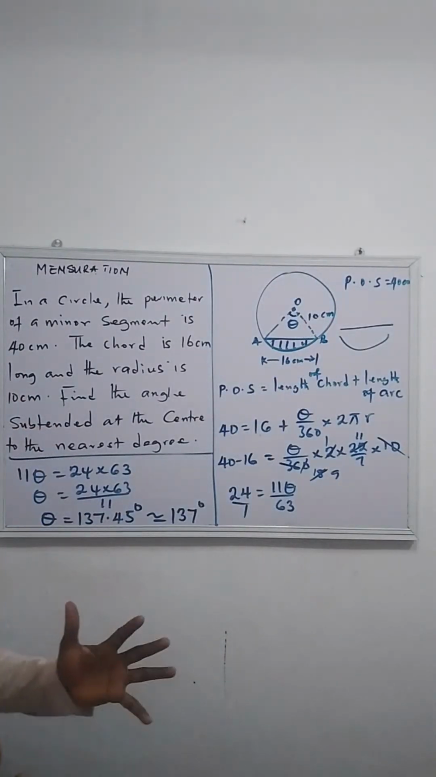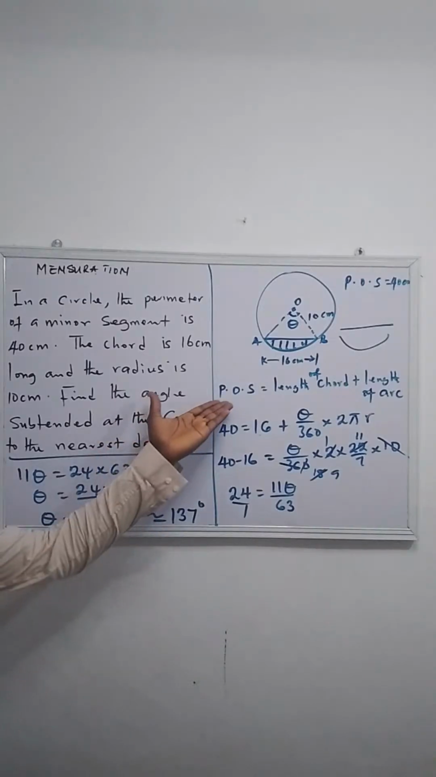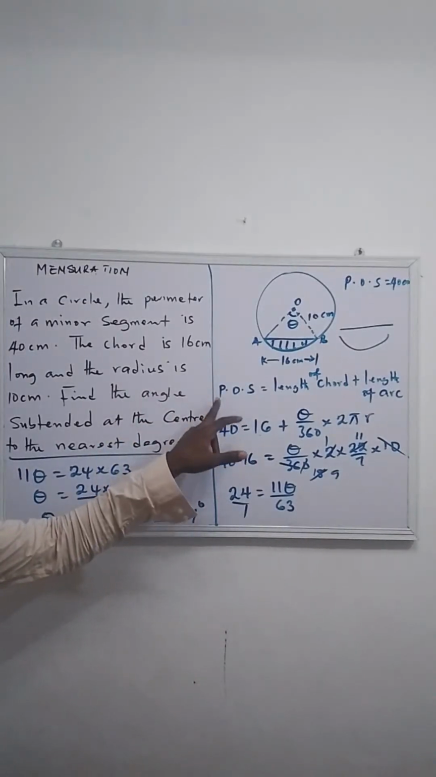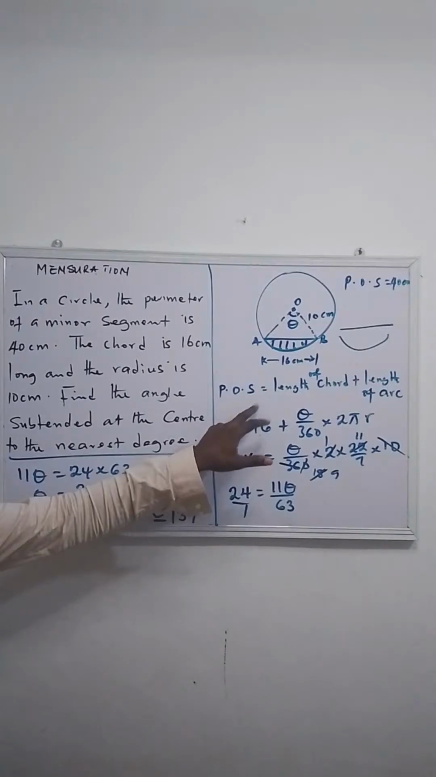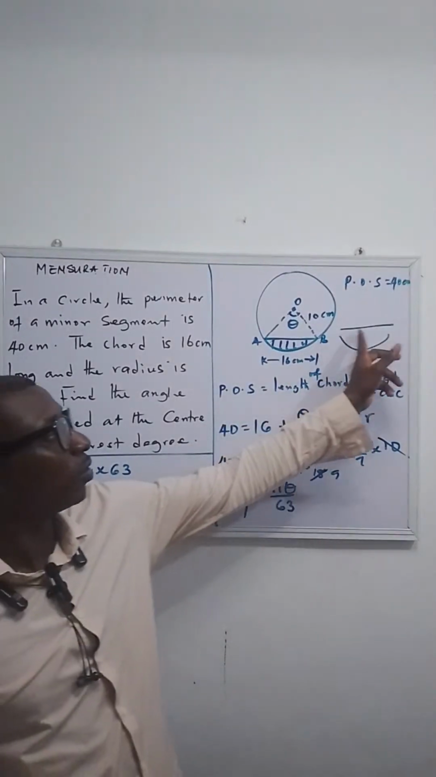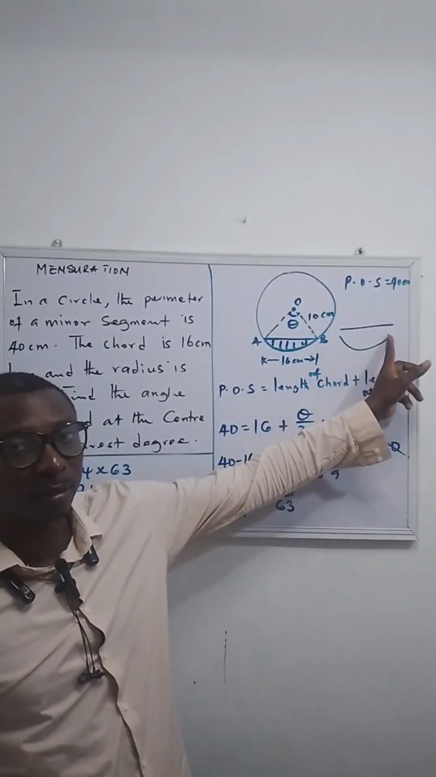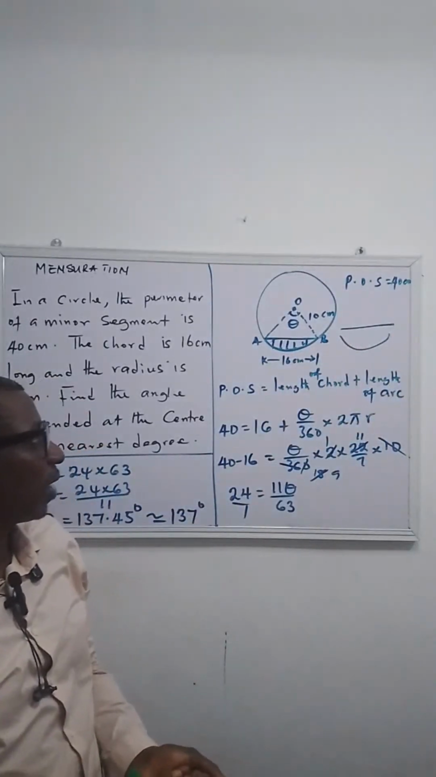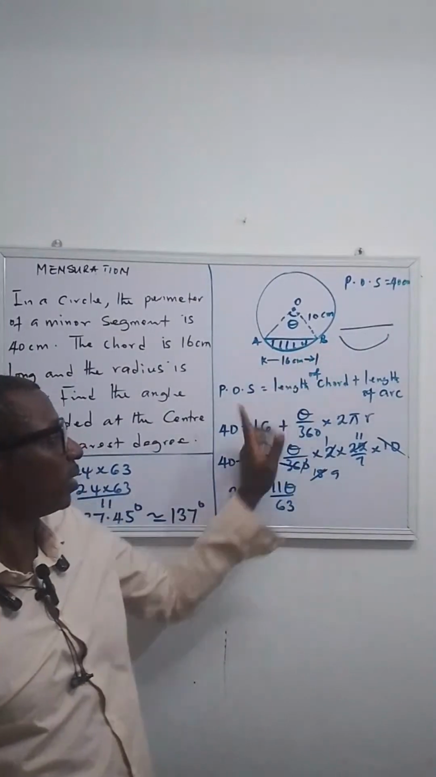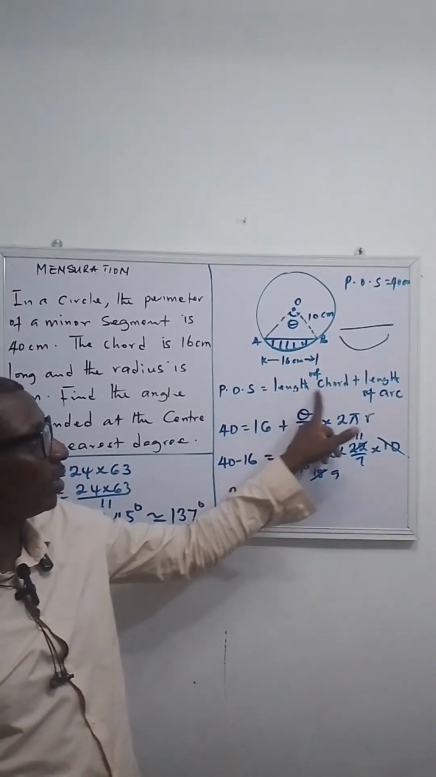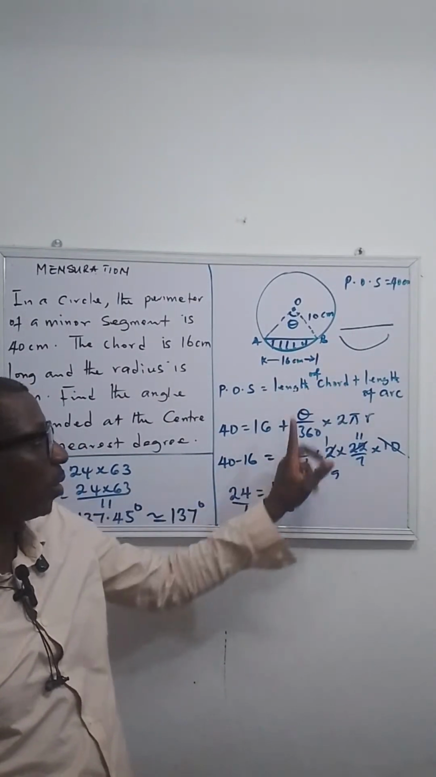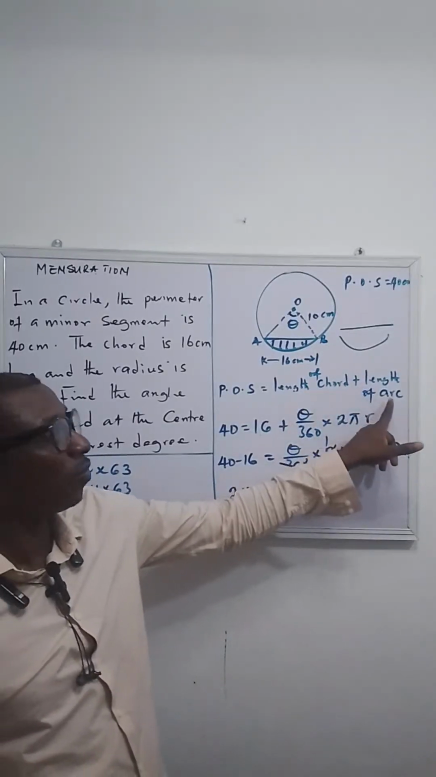All right, so you don't need to stress yourself. Just write out the formula. This is the formula for calculating the perimeter of a segment: length of chord, this one, plus length of arc, this is the length of arc. Fortunately, in this question, we have been given the length of chord to be 16. So that's why we have 16 here. It has replaced this length of chord plus length of arc.